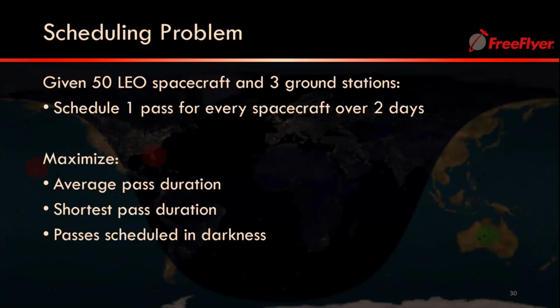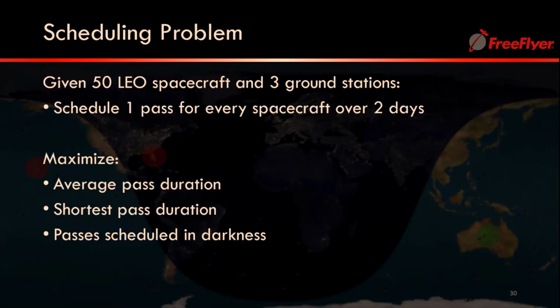So now we'll look at a second example problem of how you can use these features. This one is going to involve scheduling passes of ground stations for a constellation of spacecraft. So let's say we have 50 spacecraft in low Earth orbit constellation. We have 3 ground stations to access, and we want to schedule one pass for each of our spacecraft. Say it's one downlink over a 2-day period. So we need one contact event for each spacecraft over 2 days.